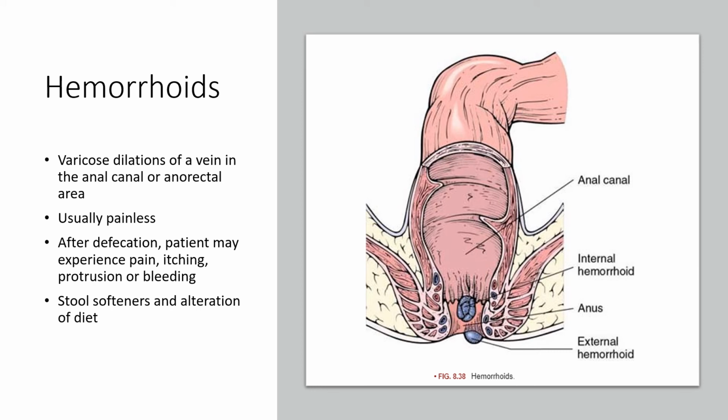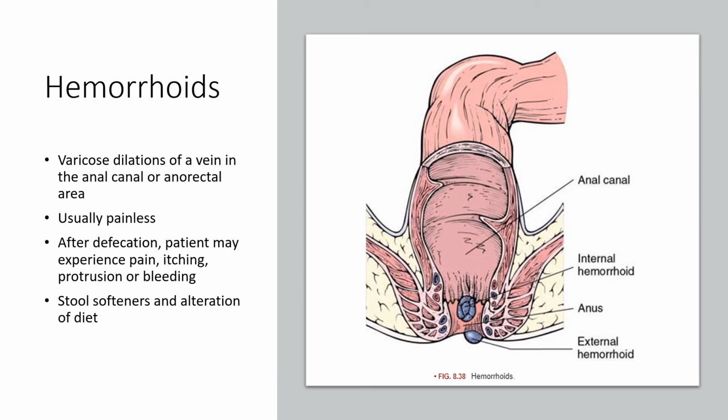Hemorrhoids are varicose dilations of a vein in the anal canal or the anal rectal area. And they are tumor-like lesions in the anal area caused by dilated veins. They're usually painless, but they can be symptomatic sometimes. If they are symptomatic, the patient's going to complain of rectal pain, itching, protrusion, or bleeding, especially after defecation. And the patient may also report that there's mucus or some discoloration of their stool. And they may also complain that they don't feel like they defecate completely.